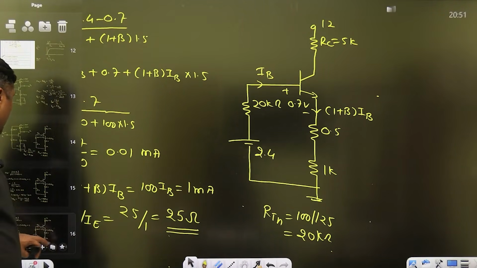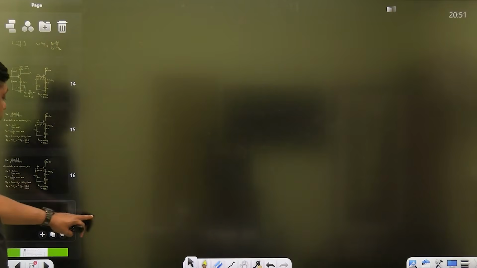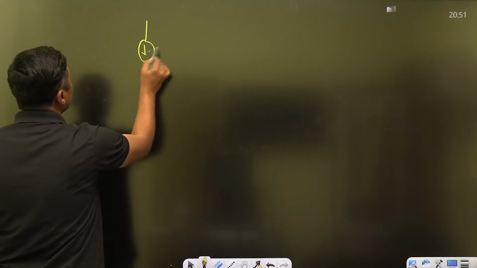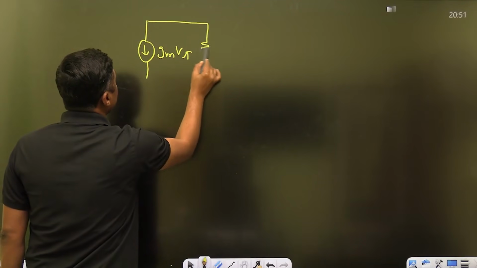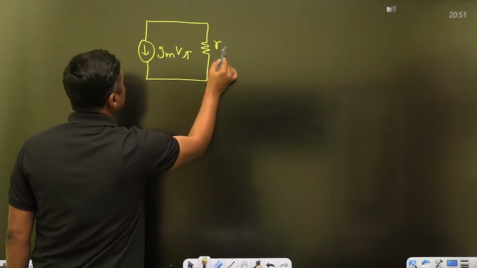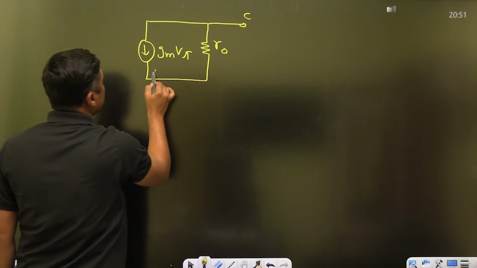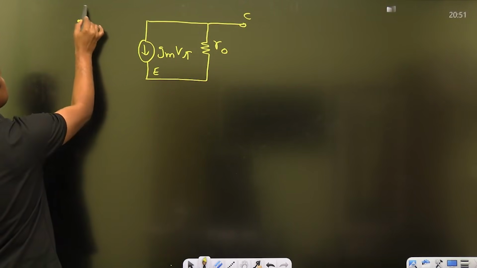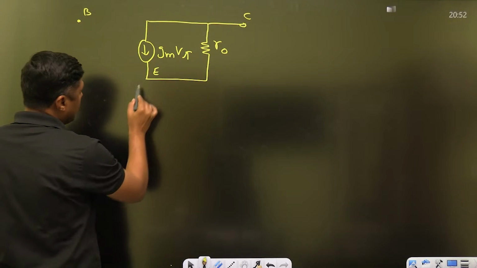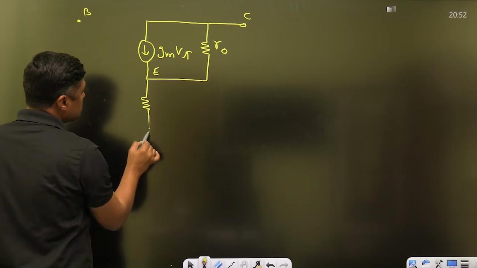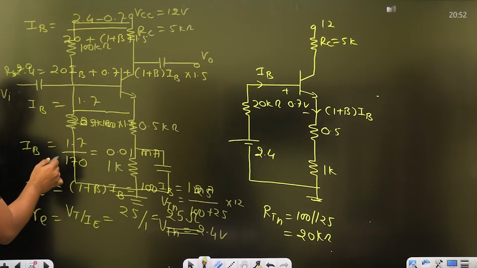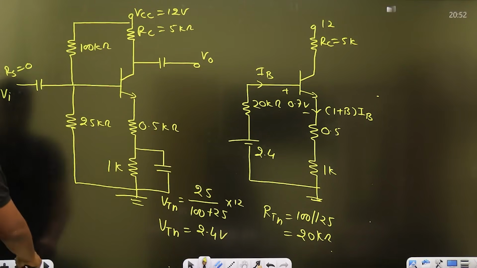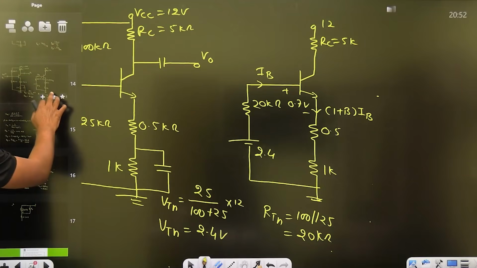Now guys, RE, again if you want the very exact one, then you have to use what? The GM model. You have to use the pi model. What is the pi model here? GM V pi. This is the R0, I am just giving you the hint. Now calculate the answer. This is the collector terminal, this is the emitter terminal, this is the base terminal. Now in a transistor, in AC analysis, we have the 0.5 kilo ohm. What about the next resistor that is bypassed here? Okay, 1 minute, I am just connecting the model and I am giving you the answer.